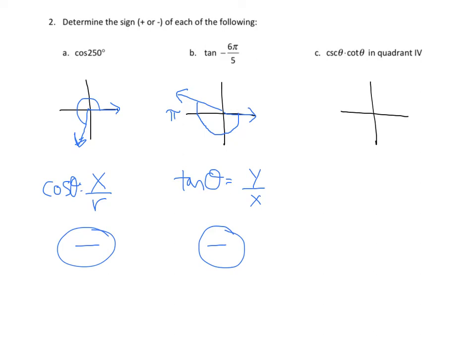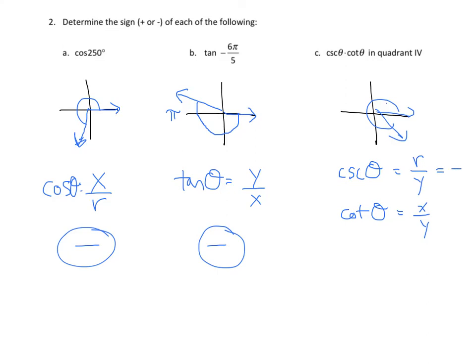And for the last one, cosecant times cotangent in quadrant 4. So if I have an angle that terminates in quadrant 4, like this angle, cosecant theta is r over y. Cotangent theta is x over y. And in quadrant 4, y is negative. So cosecant theta would come out to be negative.